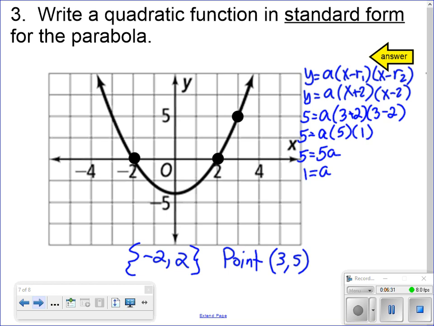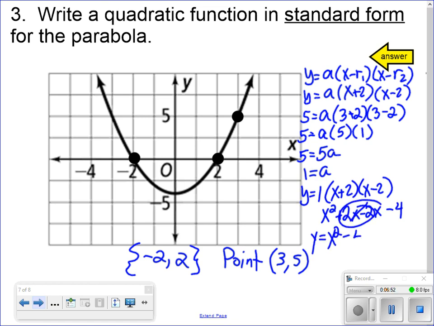So I know that a is 1 here, so when I rewrite it, it's going to be y is equal to 1 times (x plus 2)(x minus 2). I FOIL here, and I'm going to get x squared plus 2x, minus 2x, minus 4. The middle terms cancel, so you get y is equal to x squared minus 4.